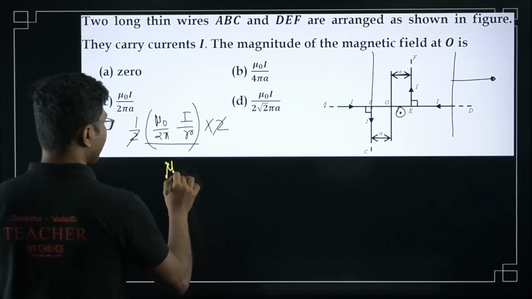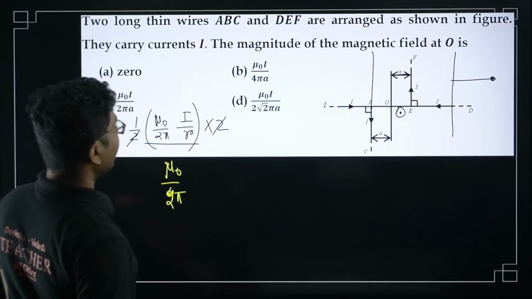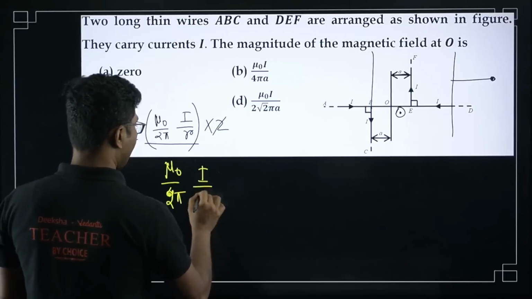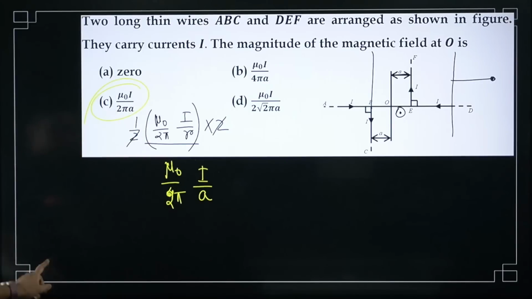So mu naught by 4 pi, 2 pi, I by A. This is the answer, mu naught I by 2 pi A.